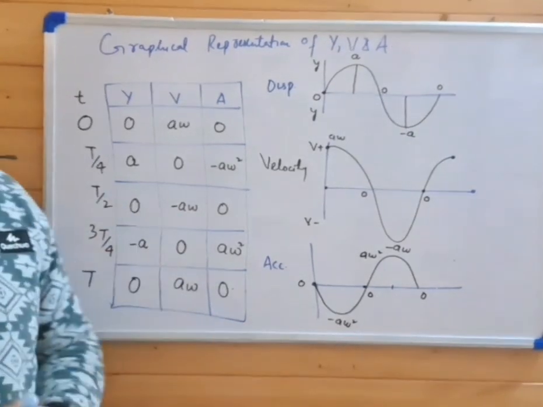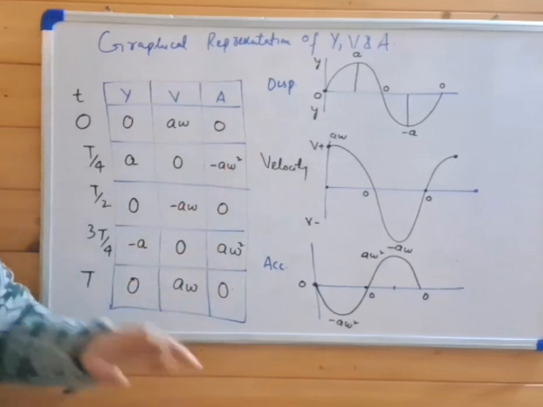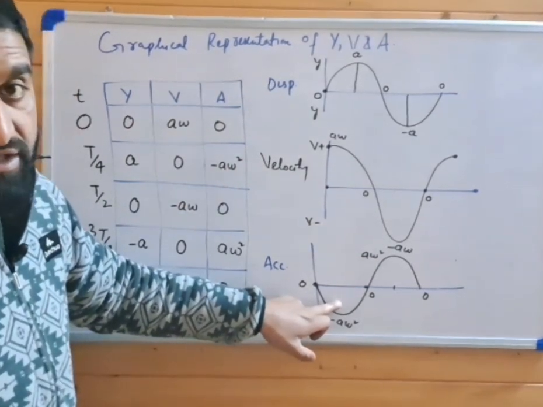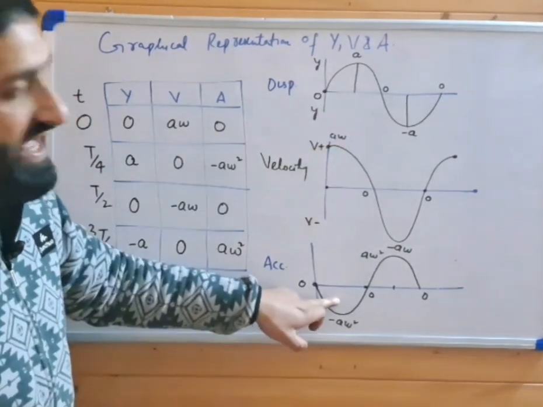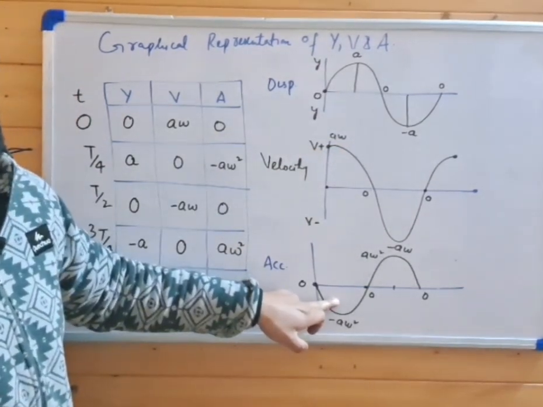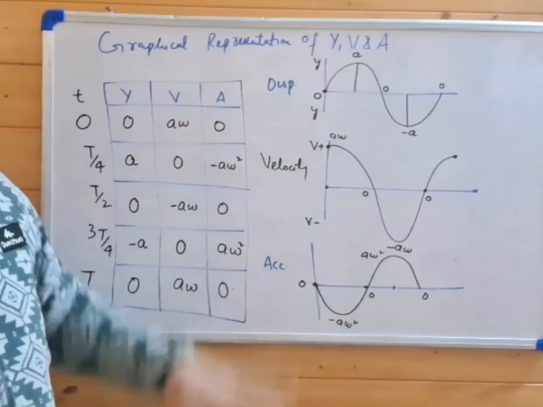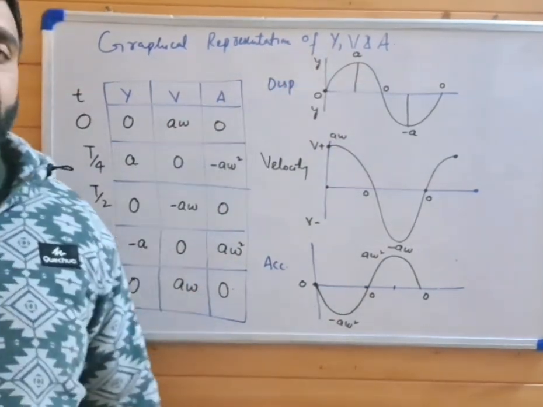This is the graphical representation of displacement, velocity, and acceleration. Here, velocity leads the acceleration by a phase angle of pi divided by 2. Now, the displacement leads the acceleration by a phase angle of pi. This is all about the graphical representation of displacement, velocity, and acceleration.